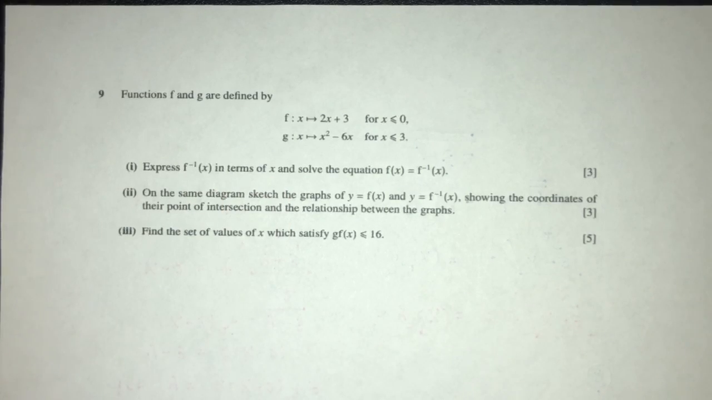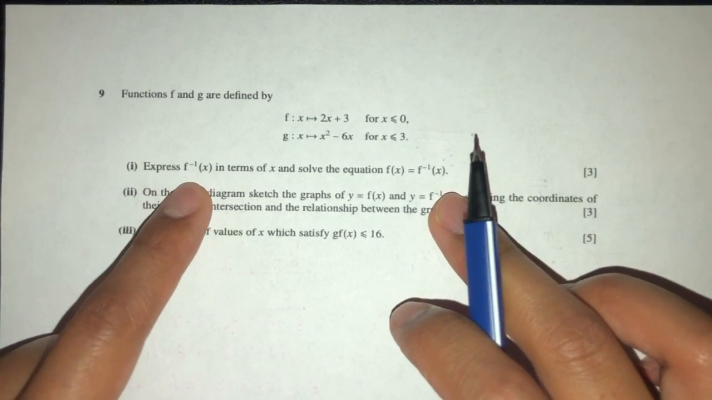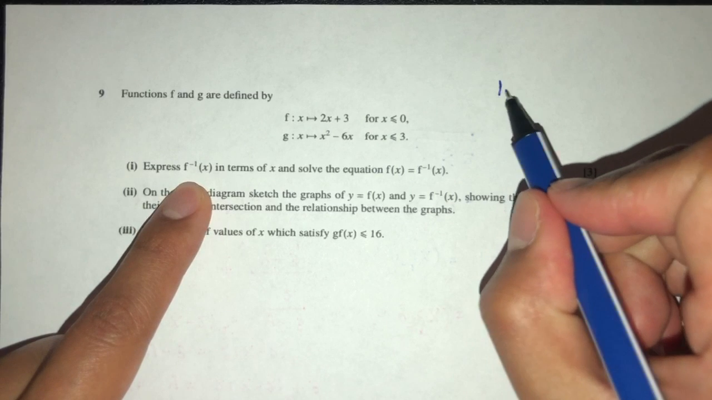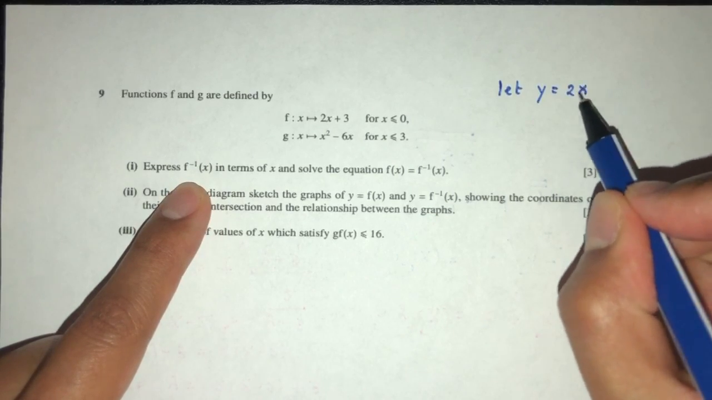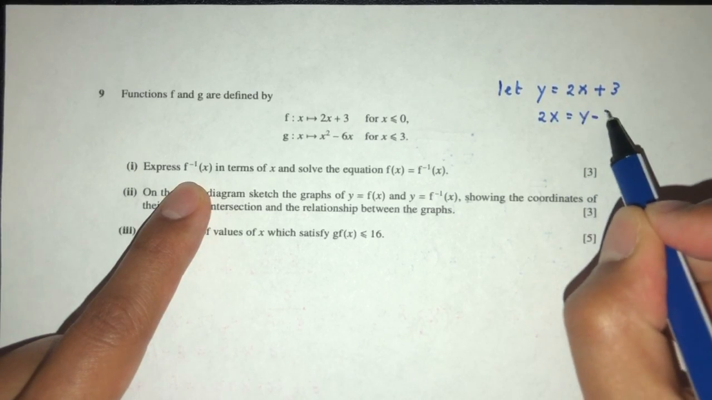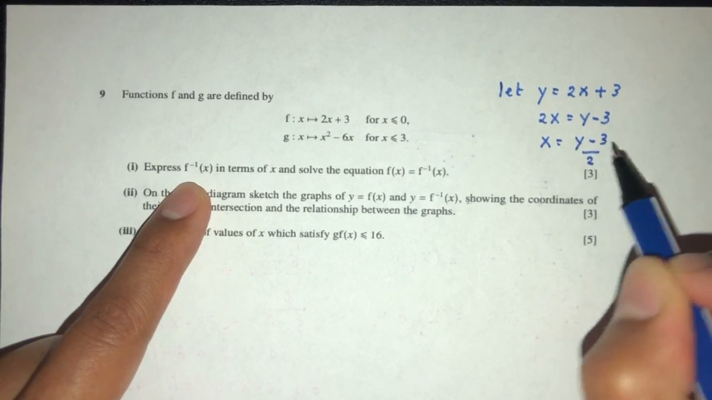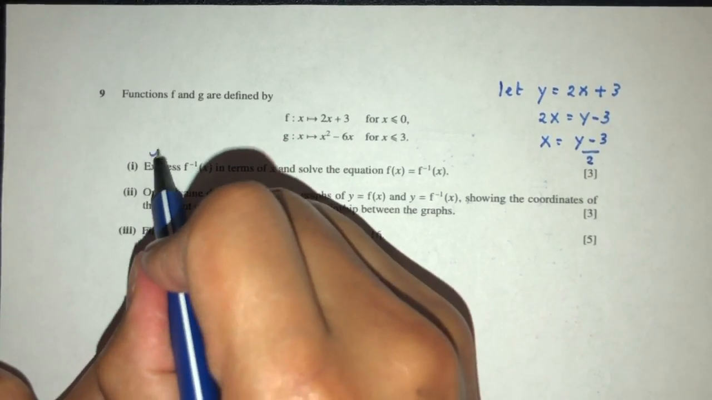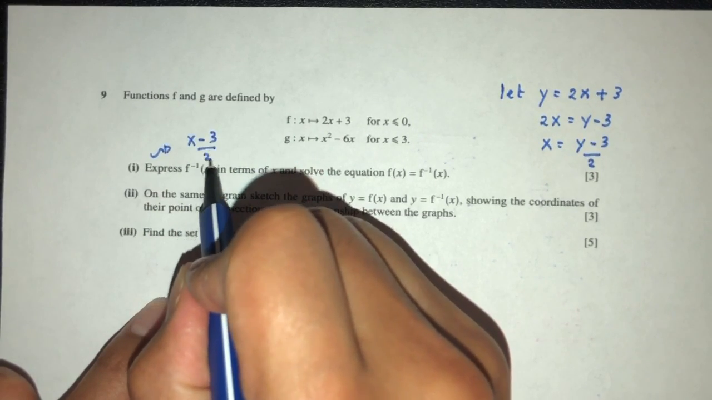So let's see how we can solve this. First, let y equal f of x. That will be 2x plus 3. So 2x will be y minus 3, and x will be y minus 3 over 2. So this will give you f inverse in terms of x, that should be x minus 3 over 2.